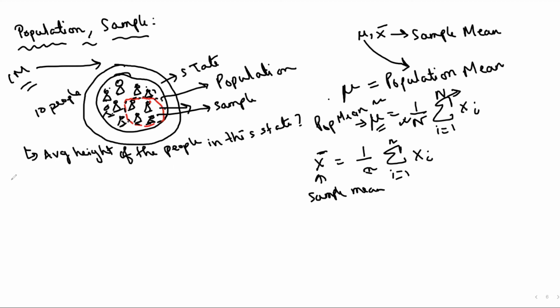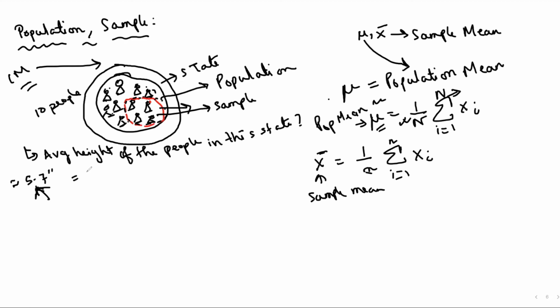So let's say we calculate the mean. The average height may be somewhere around, let's say, 5.7. Let's say 5 feet 7 inches. So we can make a guess that the average of the entire population might be close to 5.7, but we don't know, right?